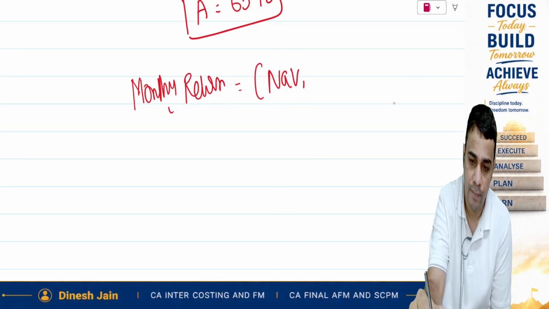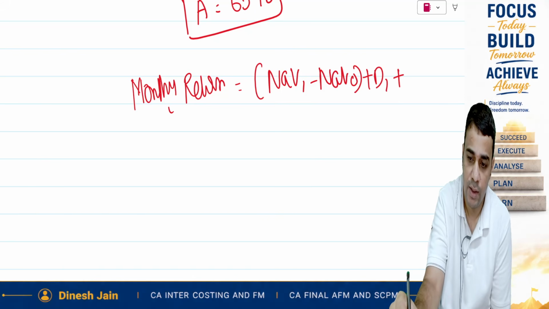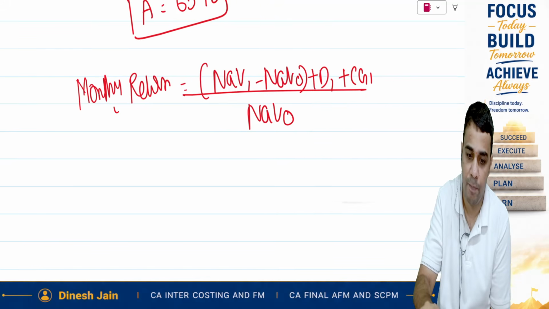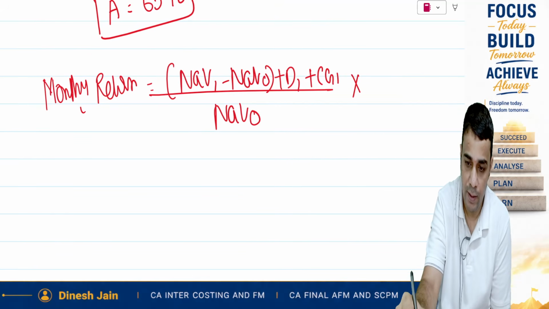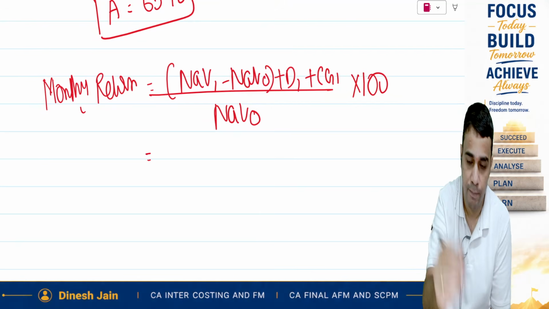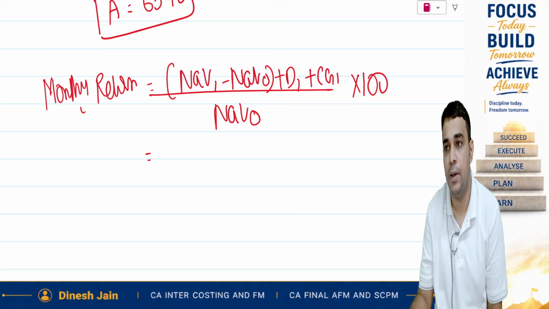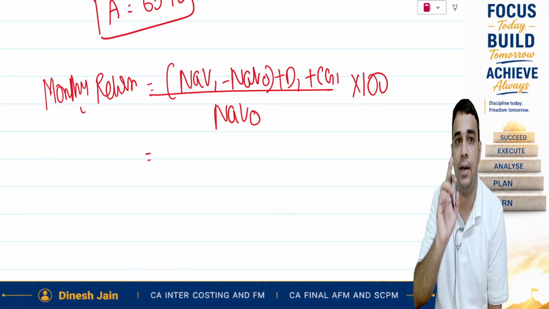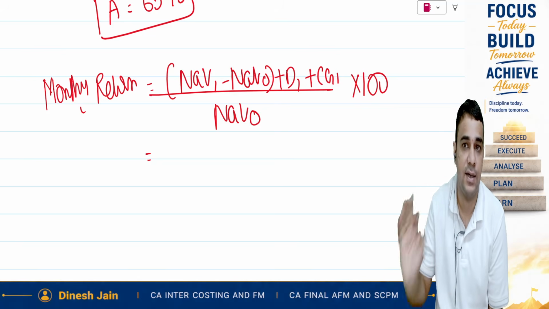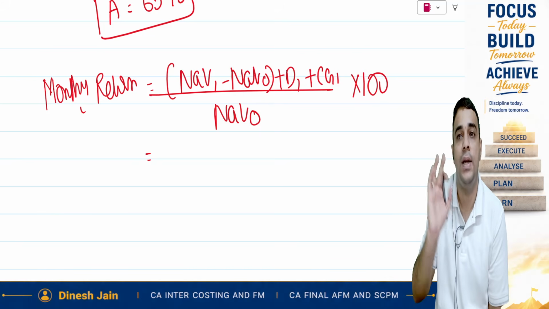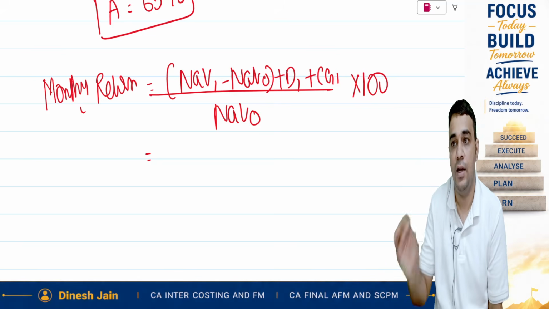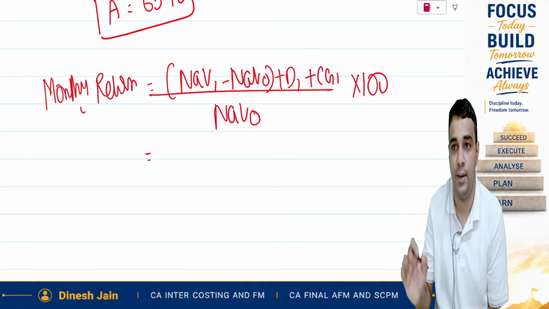NAV 1, NAV 0, D1, CG1 by NAV 0. Live online students, you keep typing the answer into 100. No 12 by M is needed for the monthly return, because I'm calculating a 1 month return and the data is given for a month. This is technically called holding period return. If you do 12 by M, that is the annual return, which is the second requirement.